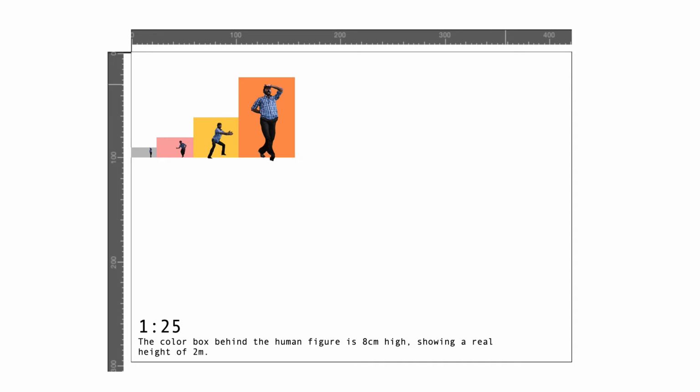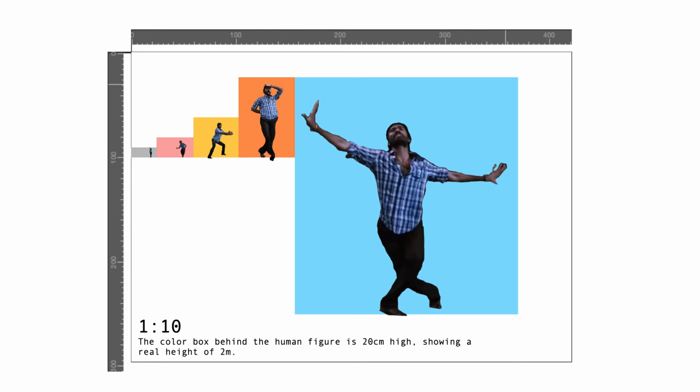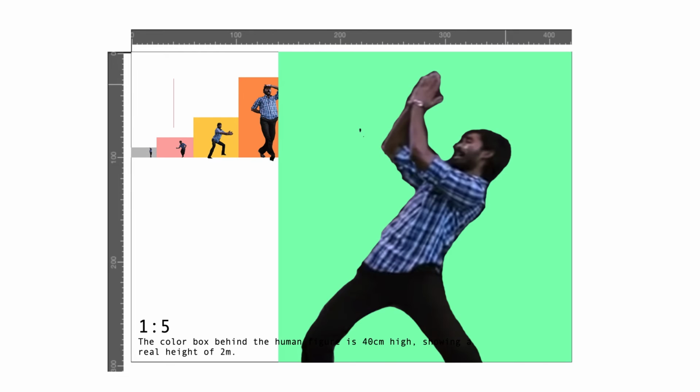At 1:25 scale, the color box is 8 centimeters high, again representing 2 meters, and another jump in scale. In 1:10, the box is 20 centimeters high and showing still a real height of 2 meters. At 1:5, now the box is 40 centimeters high and it goes outside the sheet. But again, the real height is still 2 meters, and Dhanush is Dhanush. And now this is 1:1. So the face is almost fitting exactly at his real size within the sheet.